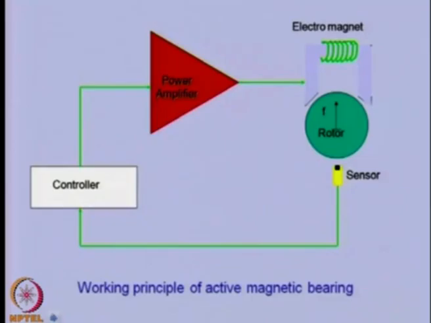This is a magnetic bearing, an active magnetic bearing. This is a rotor which is floating on the air. The sensor measures its vibration and gives it to the controller. The controller gives the required current to the amplifier, and this amplifier gives the required current to this actuator, which produces a magnetic field to pull the rotor up or down depending upon its motion. So, this is actually an active magnetic bearing.